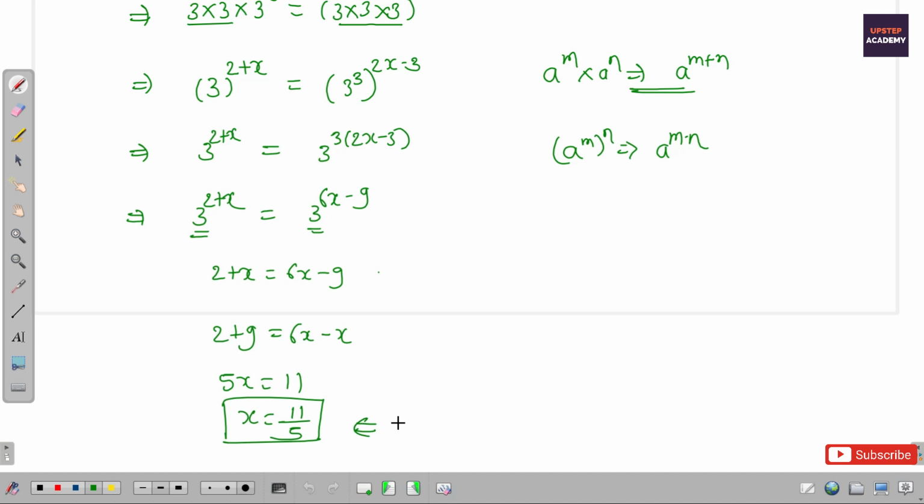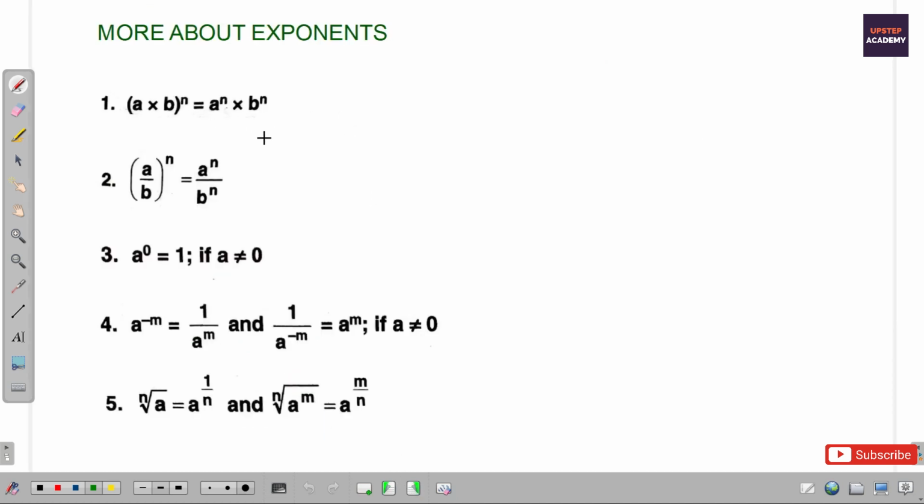This is our final answer, right? Here are more things about exponents. Here is the first thing we have in front of us.